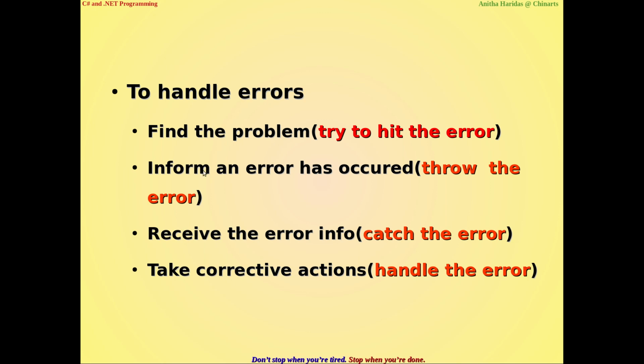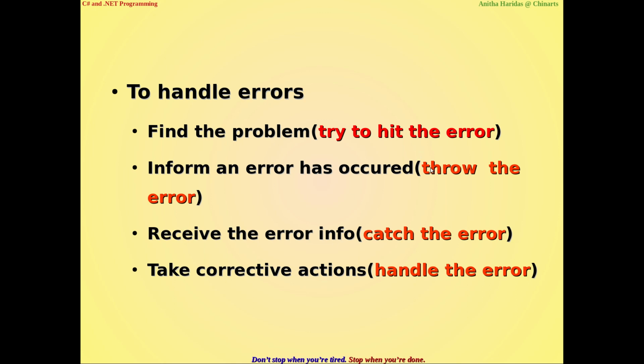What are the things I have to do? You find out the problem in a particular program. Wherever the problem is occurring, you have to inform the program that there is a possibility of error occurring in this portion of the program. Then you receive that particular error information. Once you get the error information, you take the corrective action.